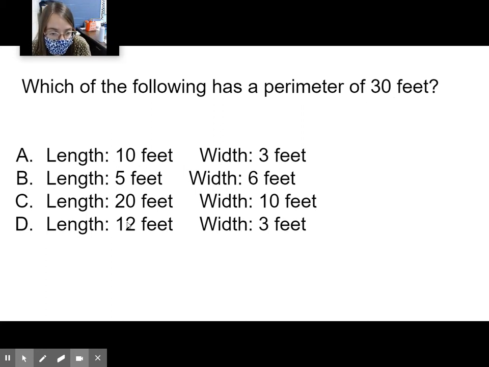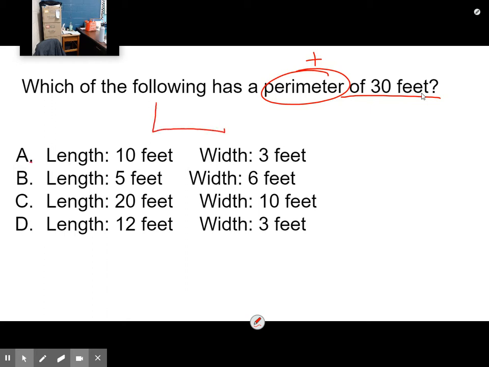So which of these has a perimeter of 30? So I'm going to come up here and draw each rectangle, okay? But I'm going to add all 4 sides since I'm looking for what has a perimeter of 30. So let me draw choice A. 10 feet long, 3 feet wide. So if this side is 10, the opposite side is 10. If this side is 3, the opposite side is 3. 10 plus 10 plus 3 plus 3.